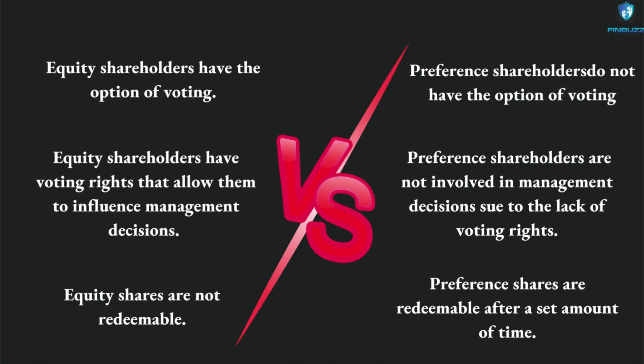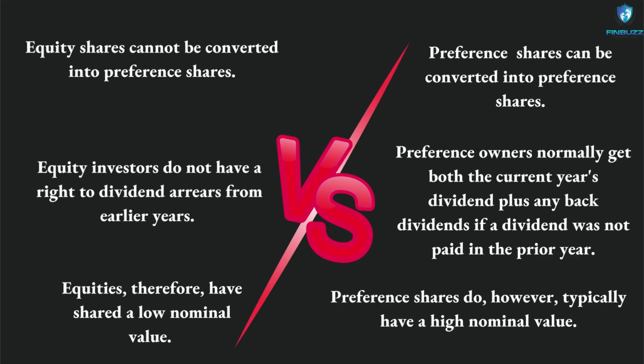The next difference is redemption. Equity shares cannot be redeemed, while preference shares can be redeemed after a fixed period of time. The next difference is convertibility. Equity shares cannot be converted, while preference shares can be converted into equity shares.